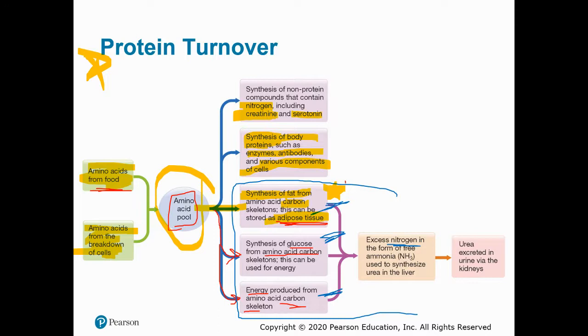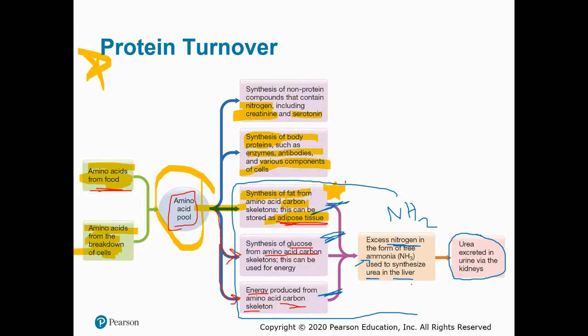So the nitrogen from the amine group, from the NH2, gets converted into something called ammonia, which is NH3, and then converted into something called urea at the liver. And then the liver transports urea to the kidneys to be excreted.